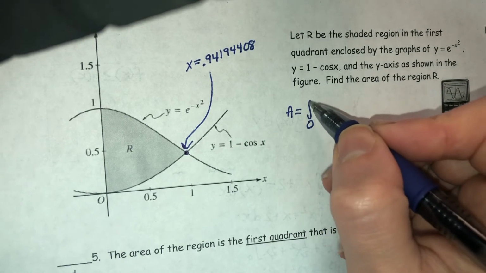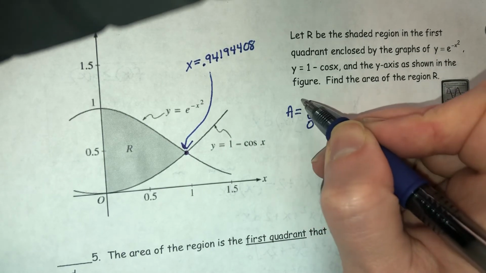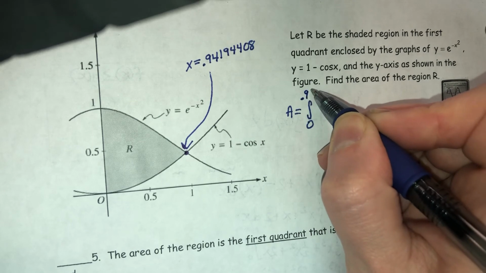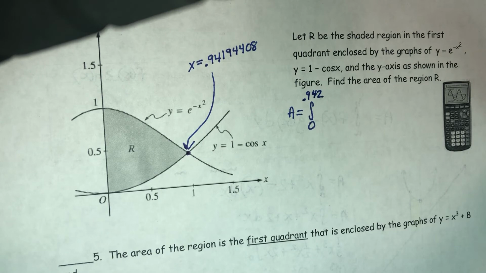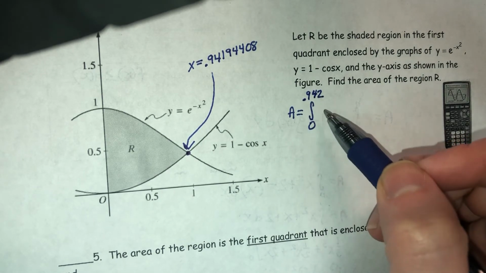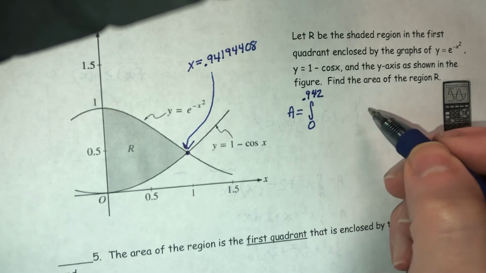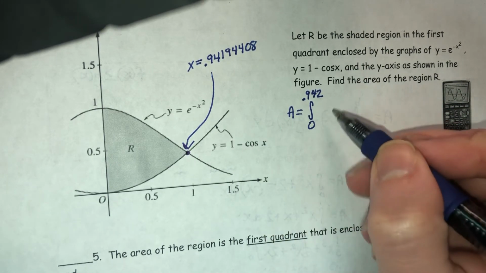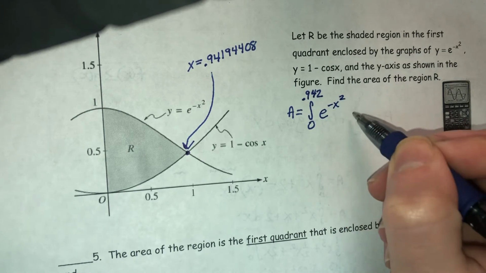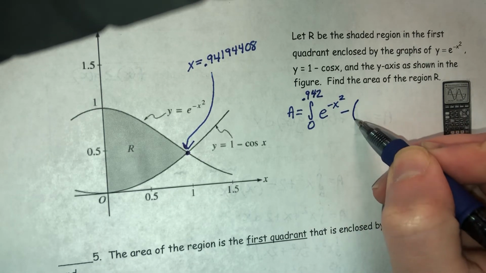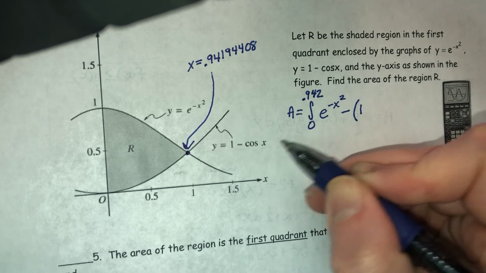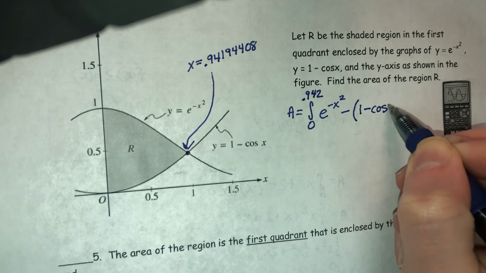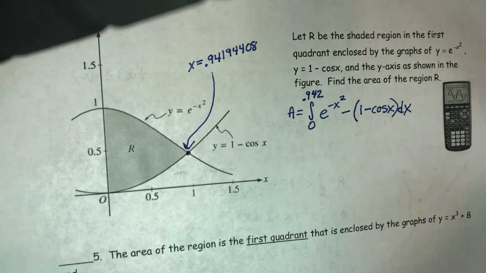And over here on my integral, I could write them all out here, or I can write it down as 0.942, but I cannot enter it in my calculator as 0.942. I have to use all the digits in the calculator, okay? So I'm going to put in the upper function, which is the e to the negative x squared, minus the lower function. This lower one needs to be in parentheses because the negative needs to distribute to both the 1 and to the negative cosine of x dx, okay?